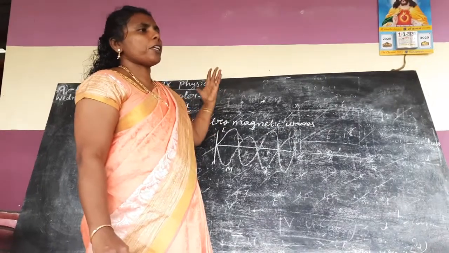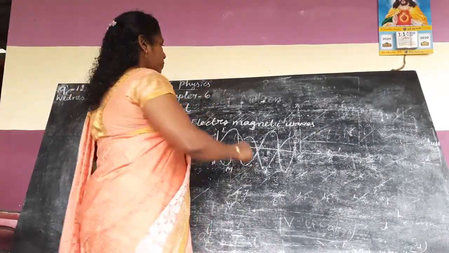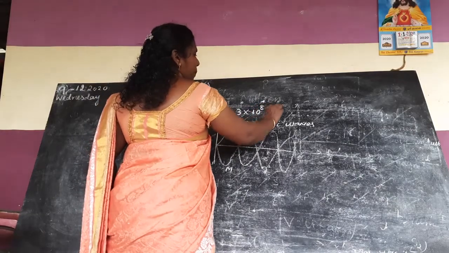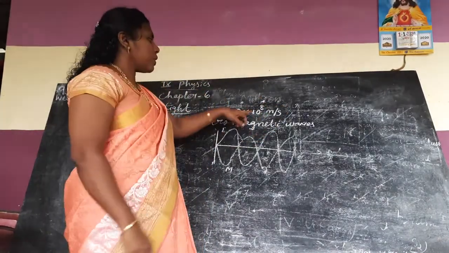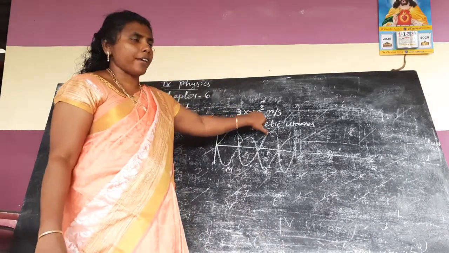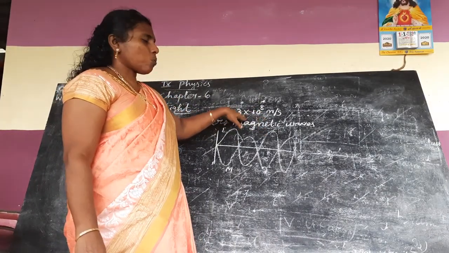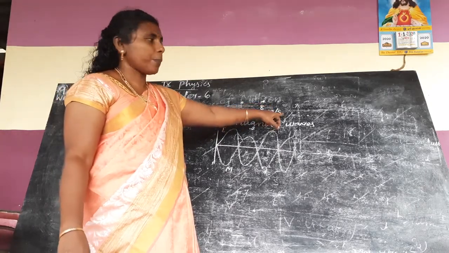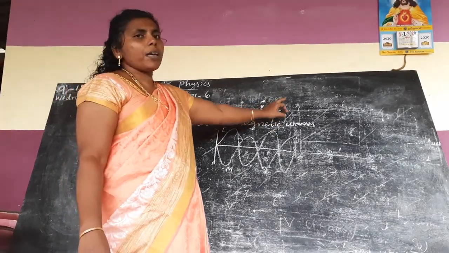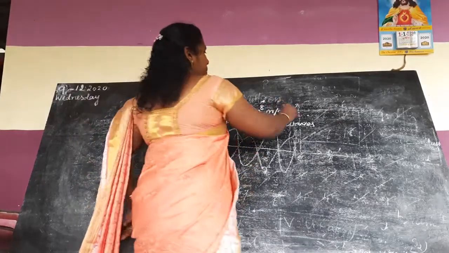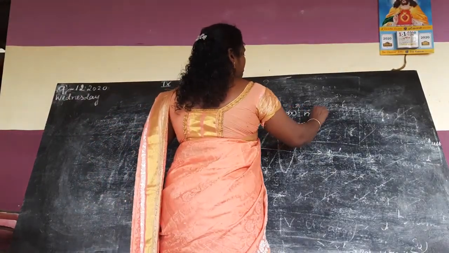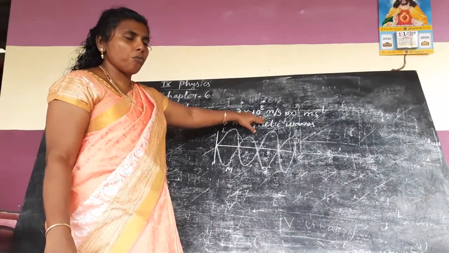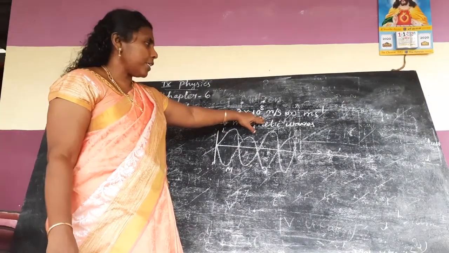Then what is the speed of light in vacuum? What is the speed of light? 3 into 10 power 8 meter per second. If I ask what is the speed or velocity of light in vacuum, what is the answer? 3 into 10 power 8 meter per second, or meter second power minus 1. So this is the value of the velocity of light or speed of light.